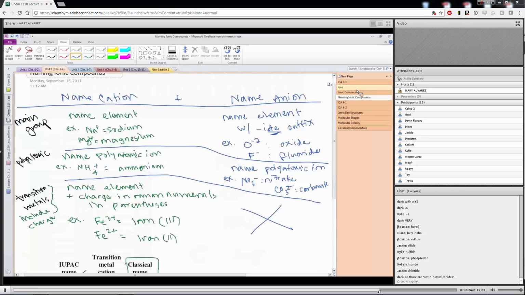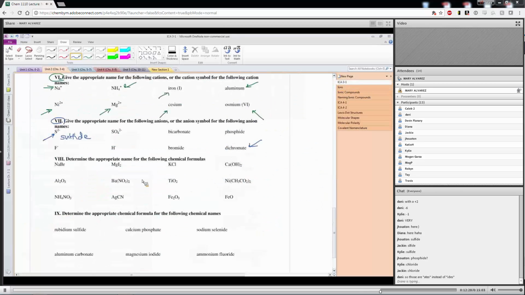Okay, so section 8 then says, let's name all these formulas. If you can name this ion and you can name that ion, then you can name the compound. Now you might need to know what the charge is first, or you might need to be able to tell me, is this a transition metal? Is this a main group? Is this a polyatomic? Because the naming rules are different for each of those, right?